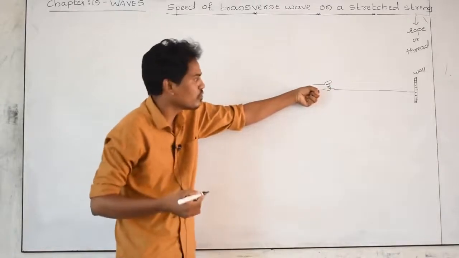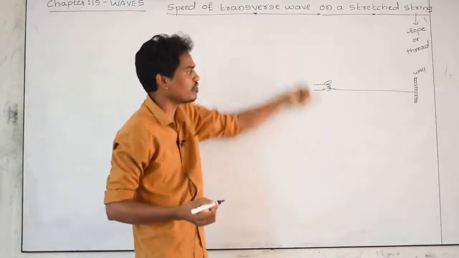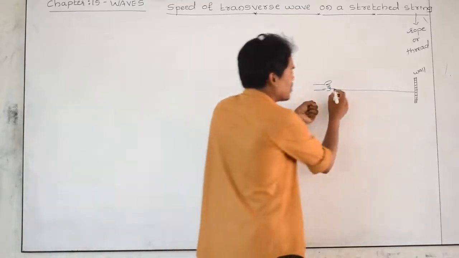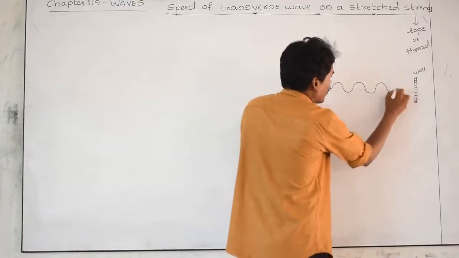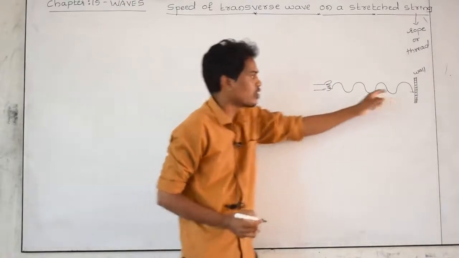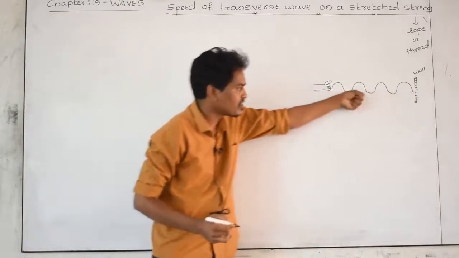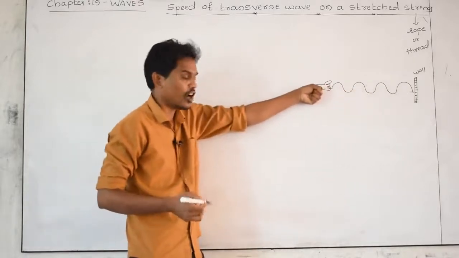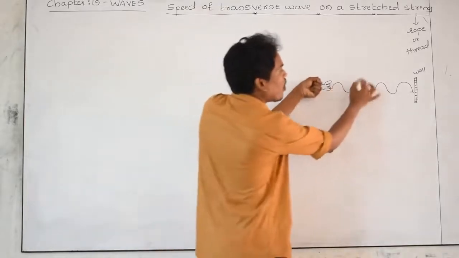Then what do you need to do? You jerk your hand up and down. Then what are you observing? The rope looks like a wave. One end of the rope is attached to the wall, the other end is in your hand, and you produce tension in the rope. Tension means you have to stretch the wire. After stretching, you give a jerk to your hand. Then you observe the rope in the form of a wave.